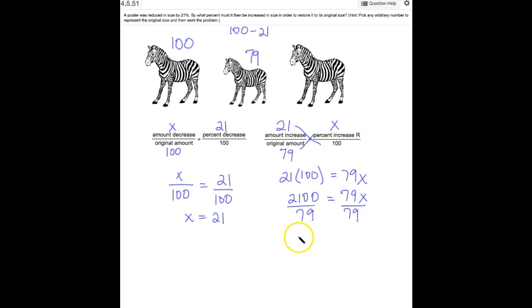I don't have the answer box up, but it did say to round to the nearest tenth, or the first decimal. So we get 26.58, but if we round to the tenths place, that would be 26.6. So the percent increase would be an increase of 26.6% from the smaller poster back to the original size.